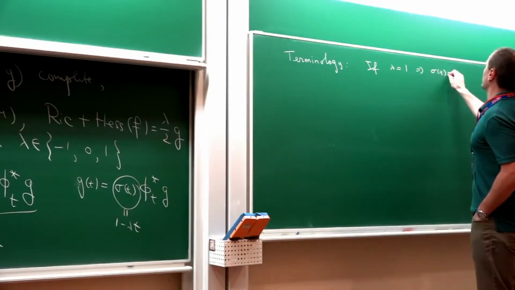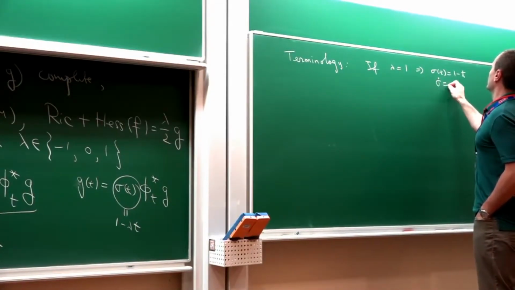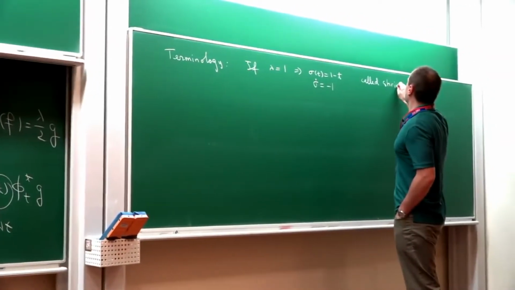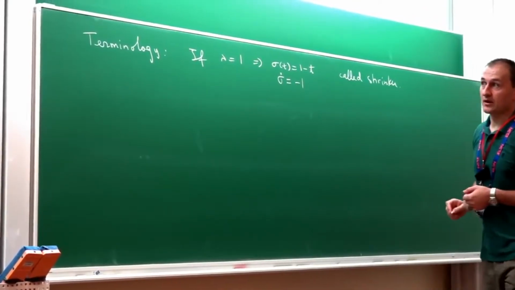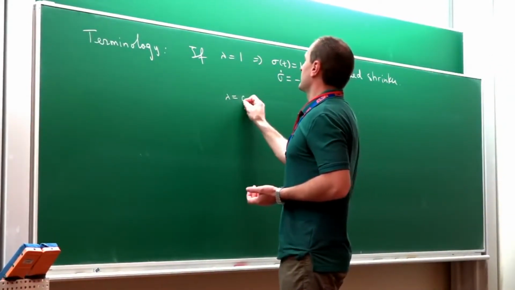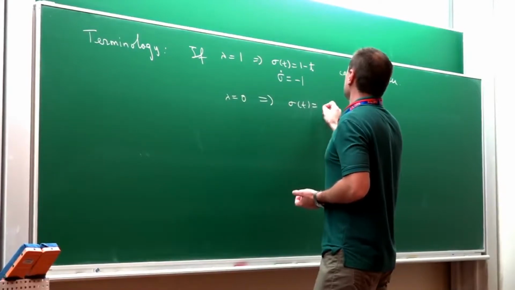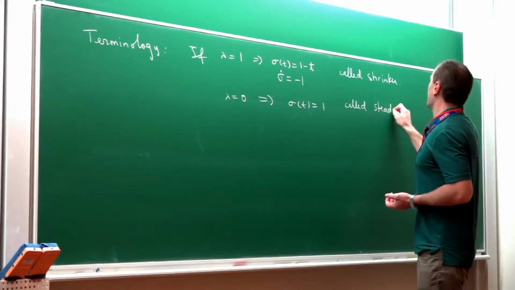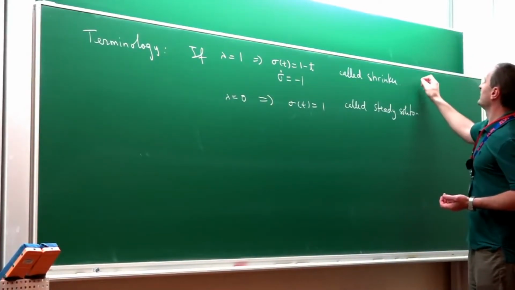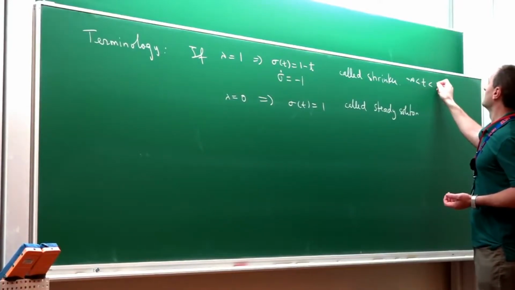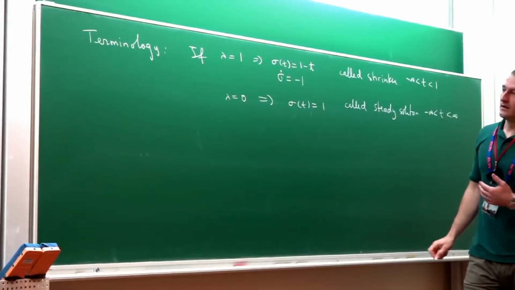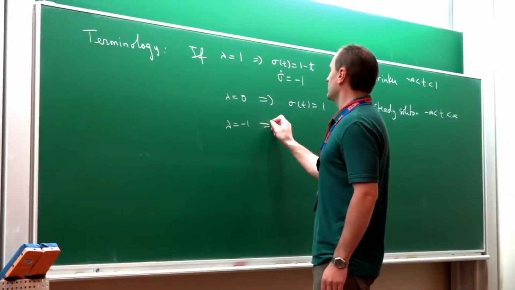So when lambda is positive, sigma of t is just 1 minus t. The derivative is negative 1. It shrinks in t. That's called shrinker. So that's the name for the second part. I'm interested also in lambda 0. That's called steady soliton. This exists for t from negative infinity to 1. This exists for t between negative infinity and infinity. And finally, when lambda is negative 1, you get expanding.